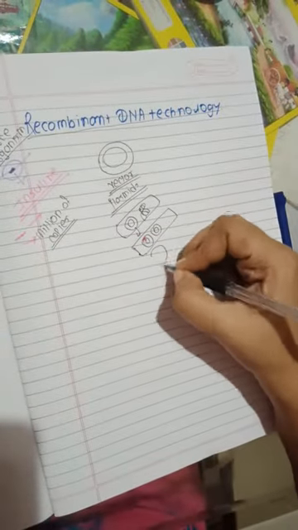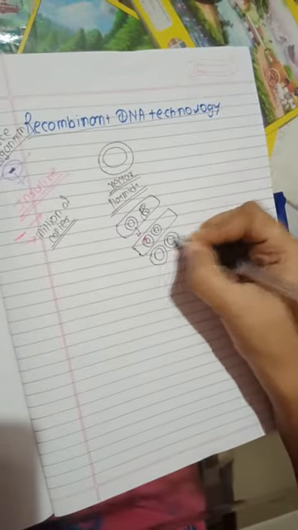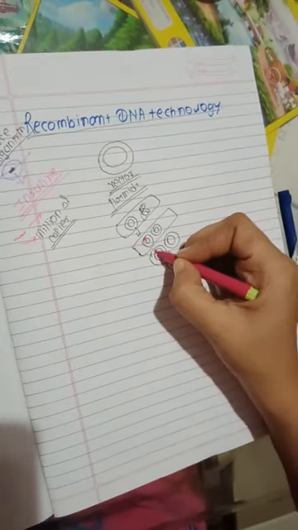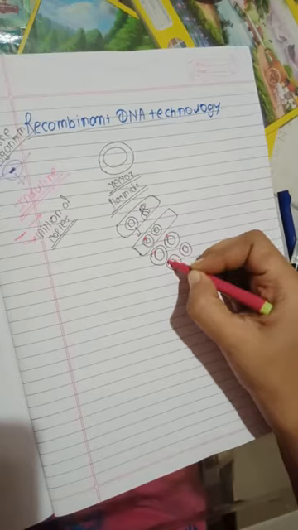So if we insert our gene of interest into this plasmid, the plasmid is going to replicate, and when the plasmid replicates, the gene of interest will also get replicated. So this is the machinery. Vectors are actually the machinery which helps you multiply your gene. So this is the vector.